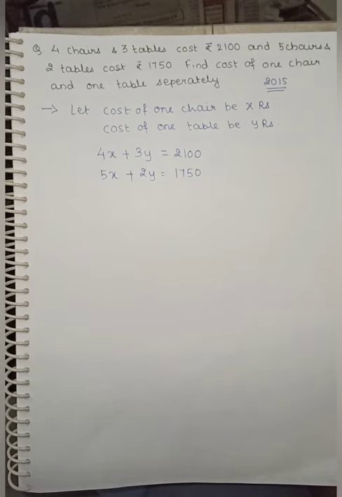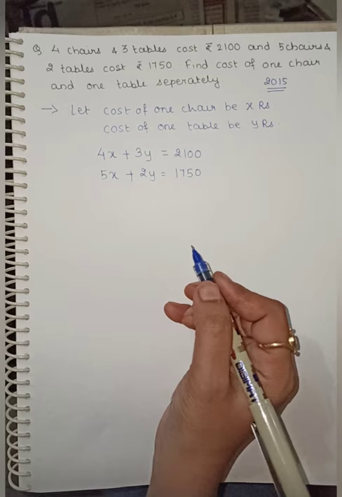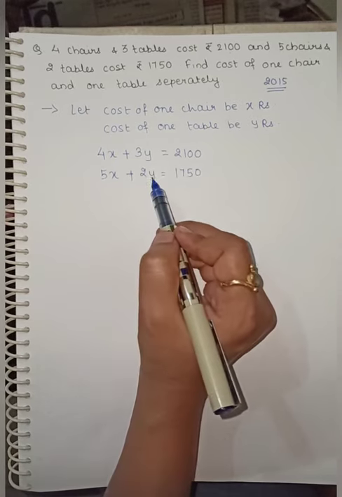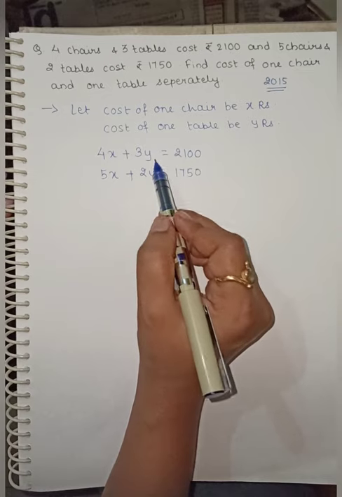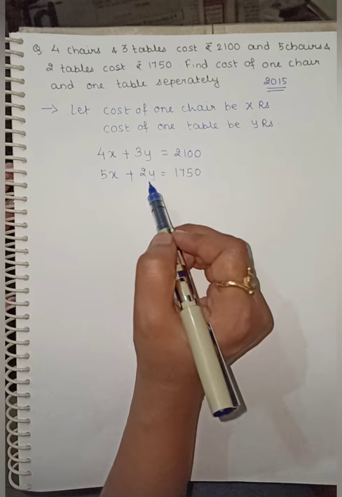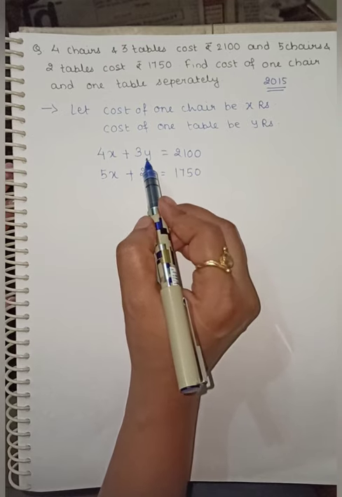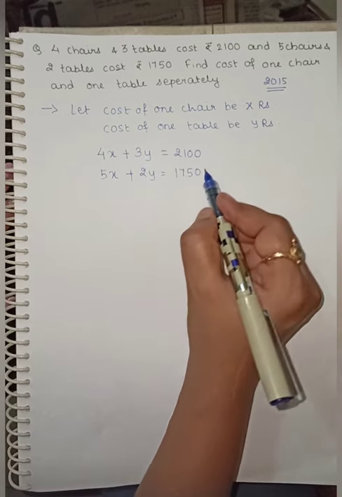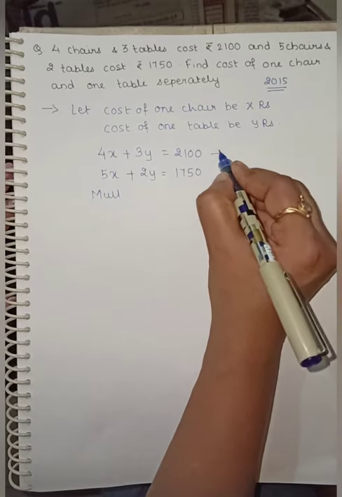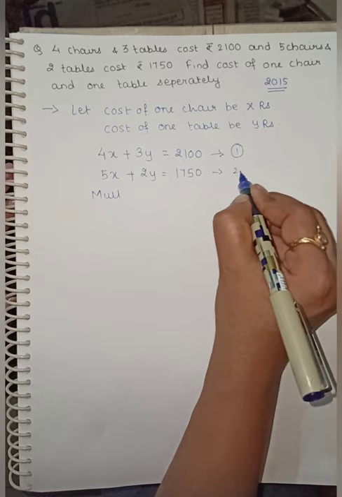Okay, so now you have got two equations. You can solve it by any method. Let us solve it by again the same method, the elimination method. Now for elimination method, we have to make the coefficients of any variable the same. Let us make the coefficient of y the same. For that I have to multiply this equation with 2 and this equation with 3. So I will write, let us name this as equation 1 and equation 2.